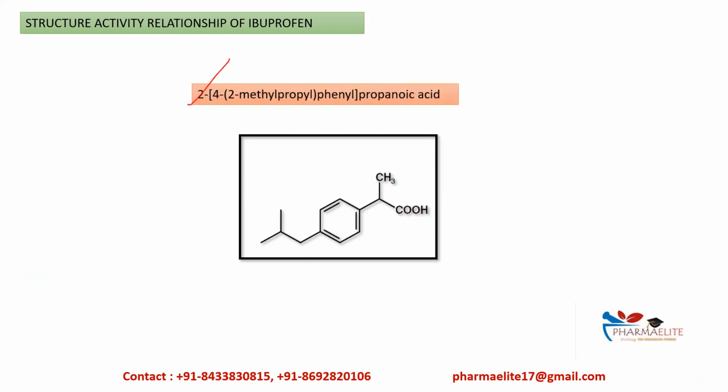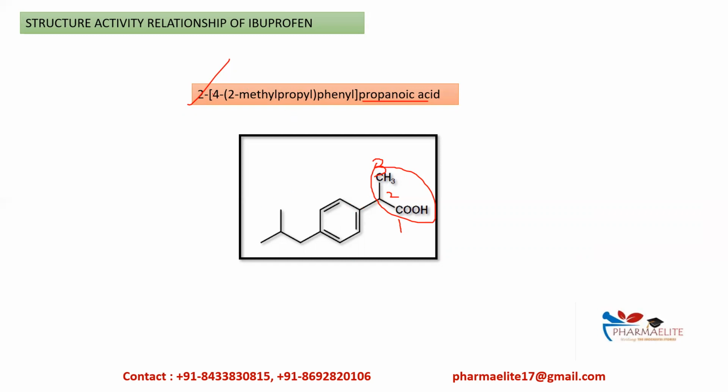Now we'll see the IUPAC nomenclature. The parent chain is propanoic acid. Numbering starts from here: 1, 2, and this carbon will be 3. At the 2 position, we have this particular substitution.